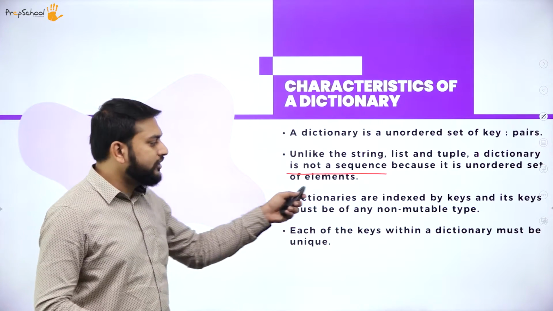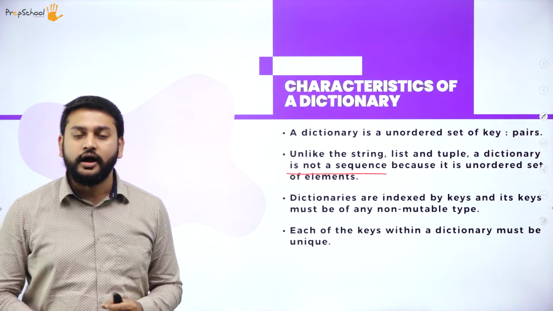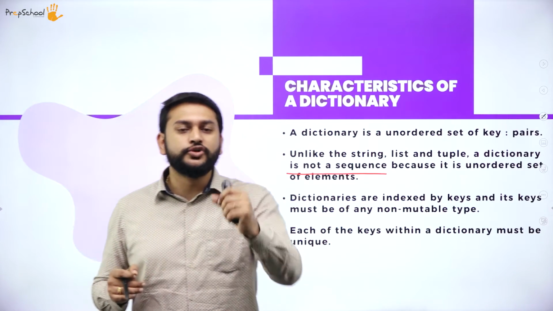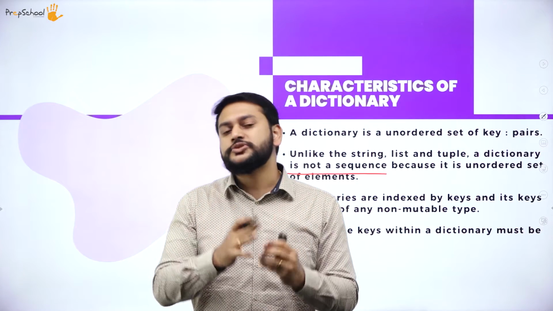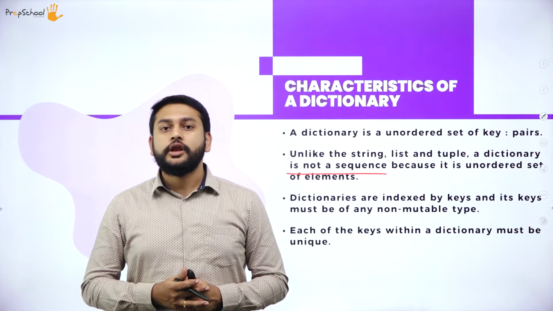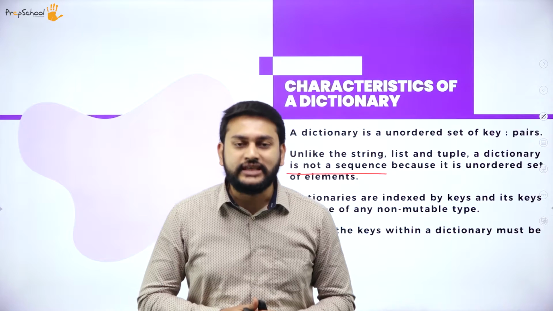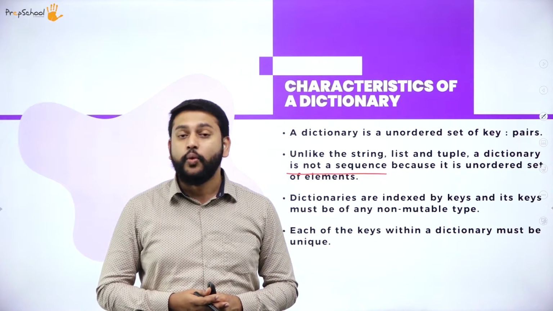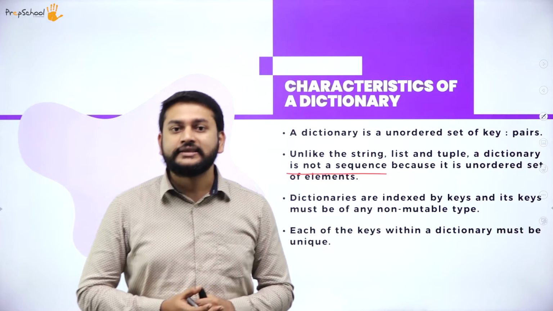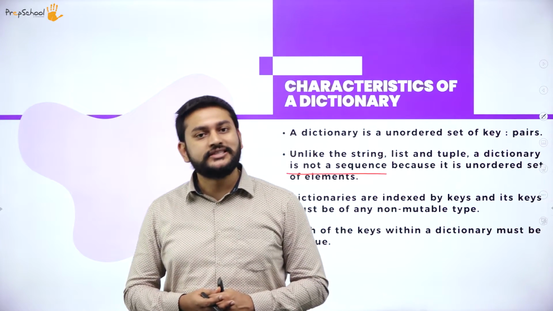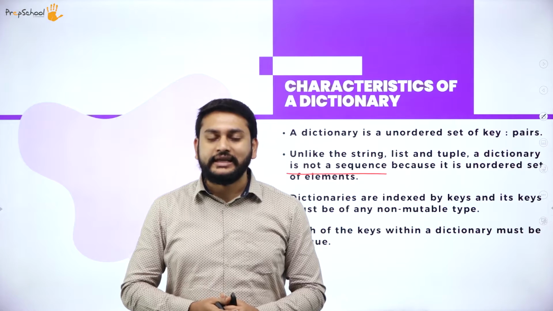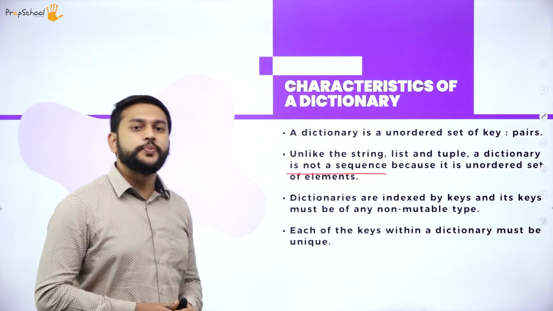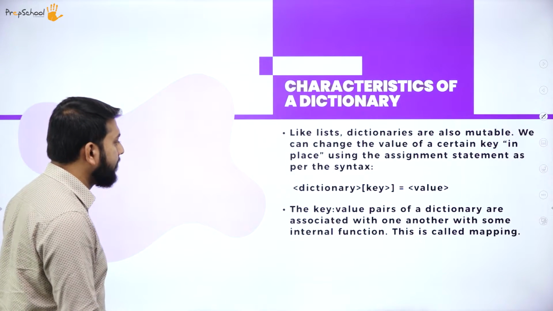So moving on to the next point. Each key within a dictionary must be unique. I've already explained this point. Each key that you are using inside the dictionary must be unique. You cannot have the same key more than one time in the dictionary. Why? Because I will be accessing each and every value inside the dictionary with the help of the key. That is what you need to remember. That's an important point, so please make a note of it.